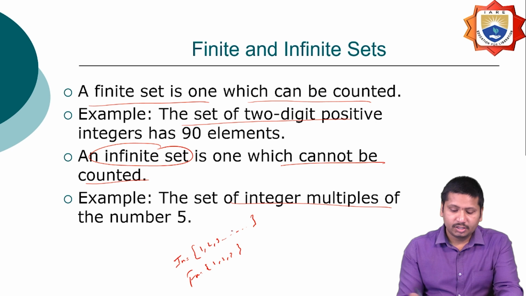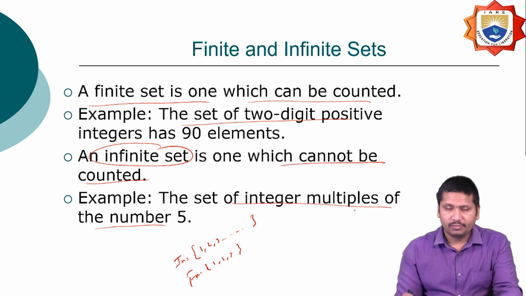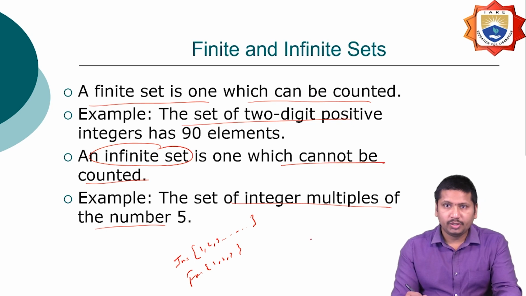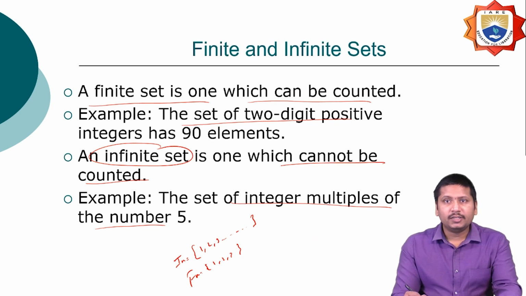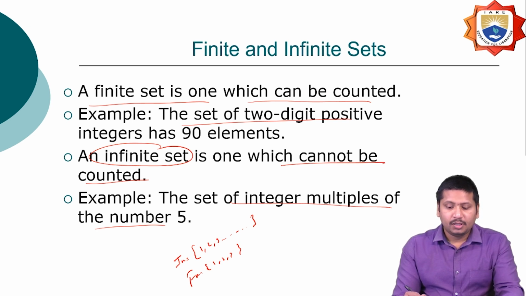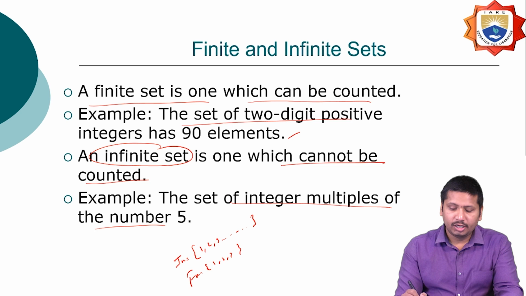The set of integer multiples of the number 5 is an infinite set. So the finite set is one which can be counted, and the infinite set is one which cannot be counted. For example, for the finite set, the set of two-digit positive integers has 90 elements. The set of integer multiples of the number 5 is infinite.